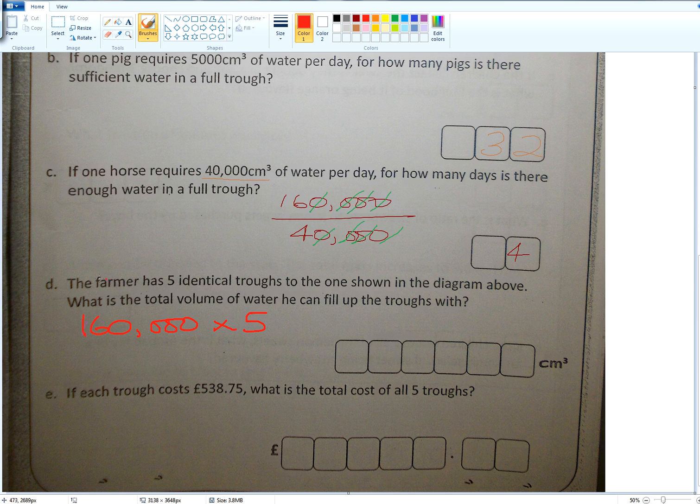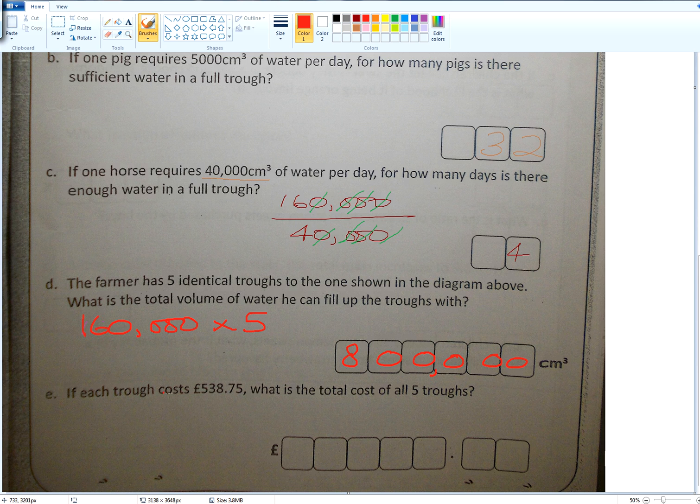So he's got 5 of them. We do 160,000 and multiply it by 5. What does that give us? Mr. Moyes? 800,000. Okay, 800,000 centimeters cubed. Lovely. So that's a nice straightforward calculation.